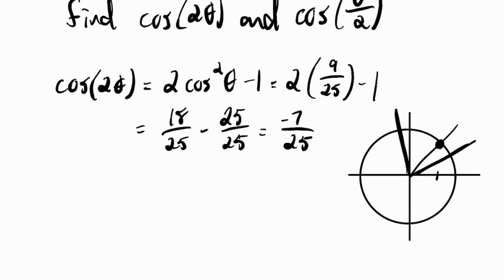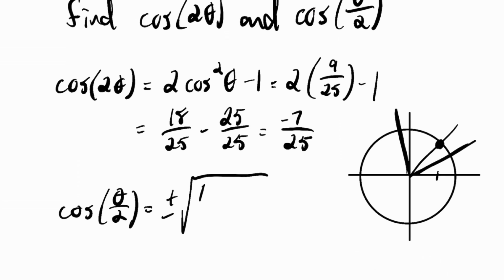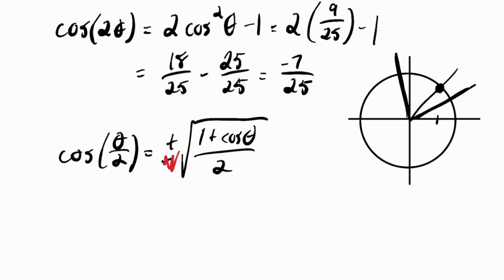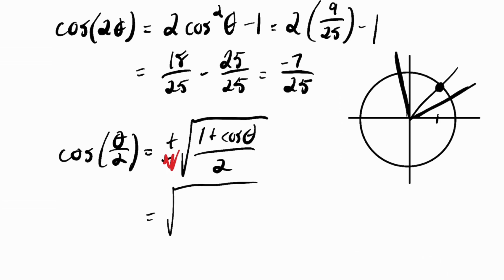So now when I go to find cosine of theta over 2, I'll put plus minus because it's part of the formula. So plus minus square root of 1 plus cosine theta over 2. But again, I know that I am in quadrant 1 still, so I'll just mark out that minus. We're not going to end up using that. So this equals the positive square root of 1 plus 3/5 over 2.